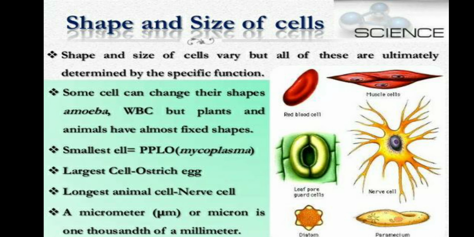Okay. So largest cell, you might know the answer of this question. Largest cell is ostrich egg, about 17 centimeter, and the longest cell present in our body is nerve cell. It is about 100 centimeter or 1 meter long.